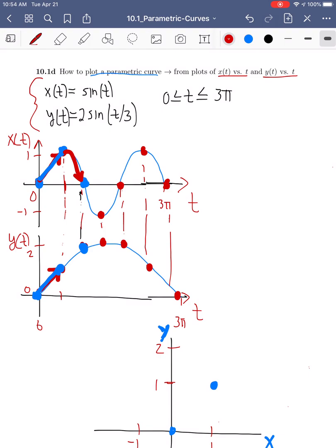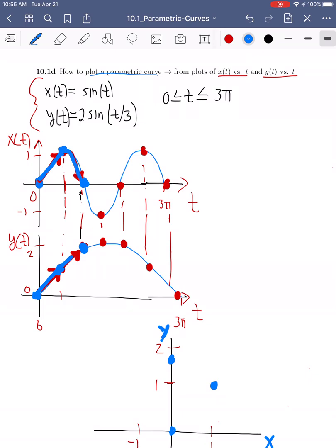Since it's going down, the x-coordinate is moving towards the left. And since y is still increasing, we are going vertically higher. So x is going to the left, and y is going upwards, I should say. So let's plot that point. Somewhere around there. Okay.